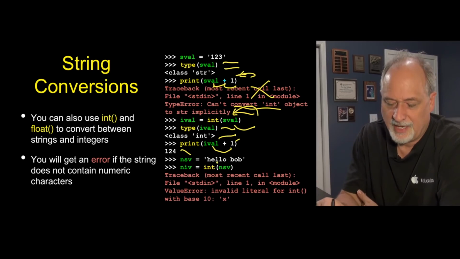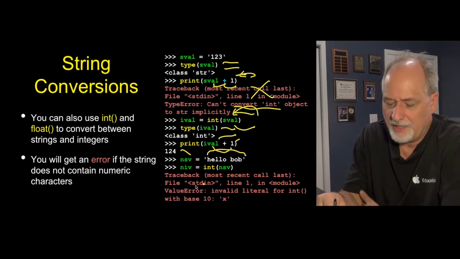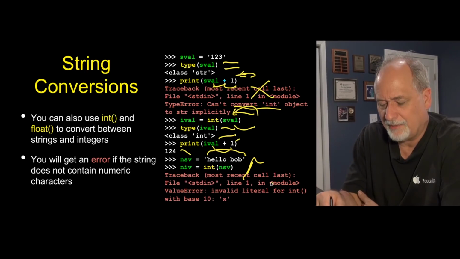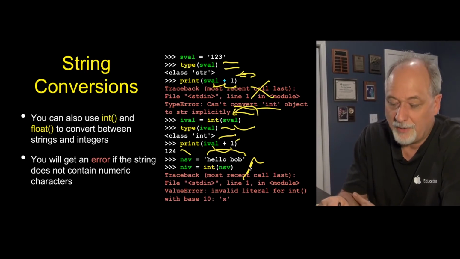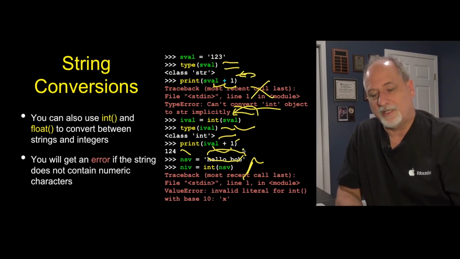Now, int is not magic. If you send something into it, a string that doesn't consist of digits, then you're going to end up with another error. Invalid literal for integer with base 10, blah, blah, blah. So it's really complaining. It says, I want these to be numbers here, and you just gave me letters, so that's going to cause this to fail.